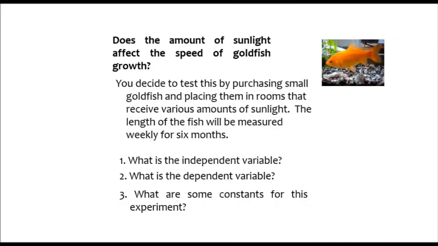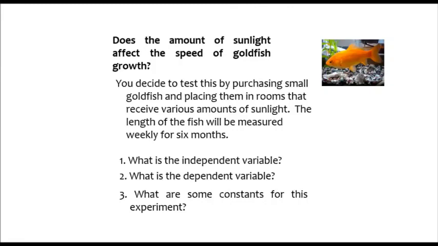So here's the video. To understand more about variables and how they're important in experiments, let's look at this example. Does the amount of sunlight affect the speed of goldfish growth? You decide to test this by purchasing small goldfish and placing them in rooms that receive various amounts of sunlight. The length of the fish will be measured weekly for 6 months. Okay, so here's this experimental setup, and typically in an example like this, they're going to ask you questions like you see below. What's the independent variable? What's the dependent variable? And what are some constants for this experiment?